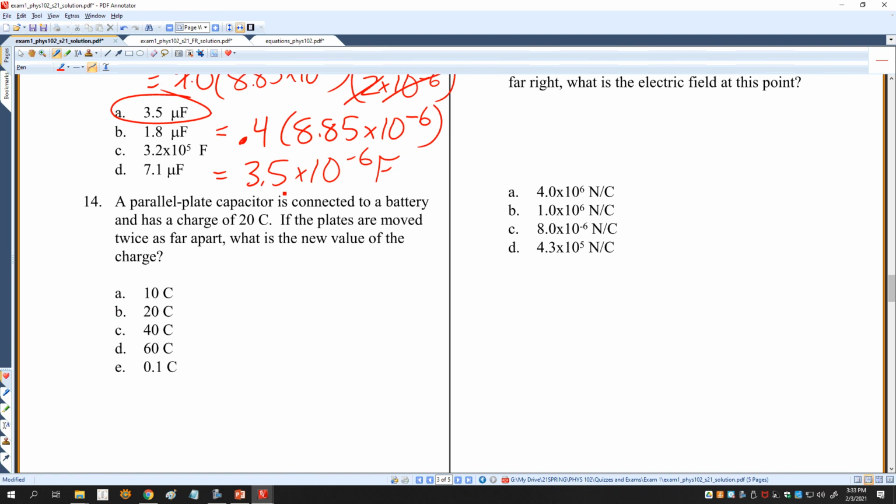A parallel plate capacitor connected to a battery has that charge. If the plates are moved twice as far apart, what is the new value of the charge? So it's connected to a battery. That means that the potential is constant. And I know that Q is equal to CV. I also know that C is epsilon naught A over D. If I'm moving them farther apart, that means I'm halving my capacitance. If I'm halving my capacitance, I'm halving my charge. So I'm going from 20 coulombs to 10 coulombs.